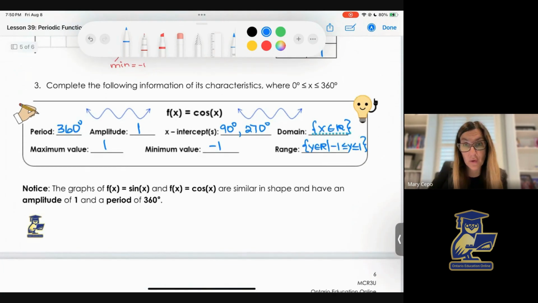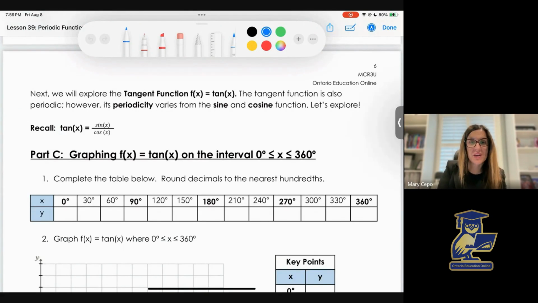Okay, what you probably noticed is that the graphs of f of x equals sine of x and f of x equals cos of x are similar in shape and have an amplitude of 1 and a period of 360. Next, we will explore the tangent function, f of x is equal to tan of x. The tangent function is also periodic. However, its periodicity varies from the sine and the cosine function. Let's explore. So recall, tan of x is always sine of x over cos of x.